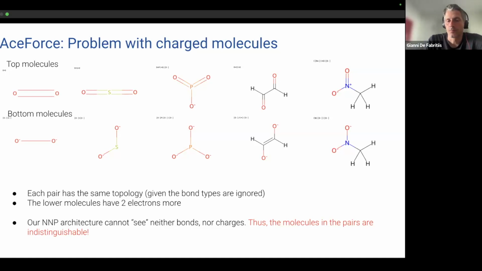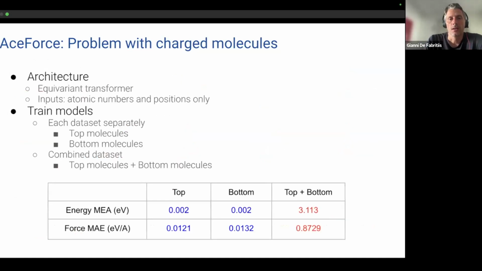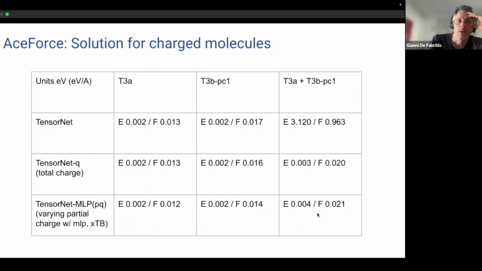So what happens if you do this? We started training, and what we saw is that we couldn't converge. Of course you can't converge, because you have two molecules that look identical to the neural network potential but produce totally different energies. So when you do supervised learning there, it clearly doesn't work. If you just take the top molecules here, you get super good accuracy. If you take just the bottom, you get super good accuracy. But if you mix them, then of course the accuracy is bad.